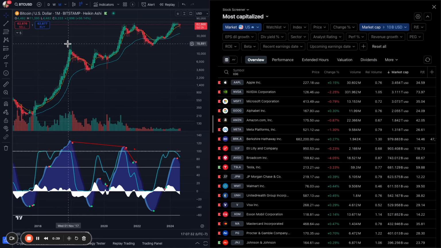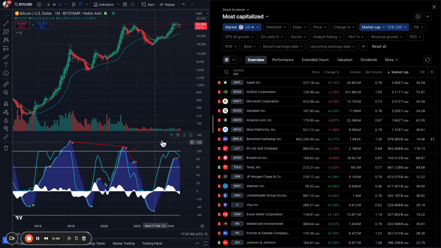It ripped all the way up to 20,000. If you got in on that green dot, congratulations. But then what came? The red dot. So the red dots are typically a sell signal, right? They're an indication that the direction is going to the downside.